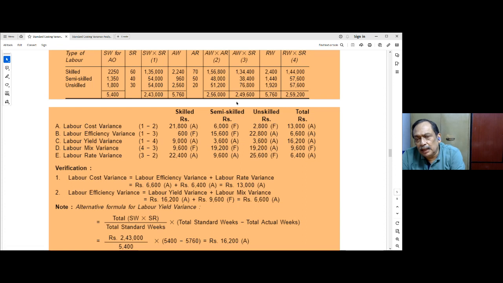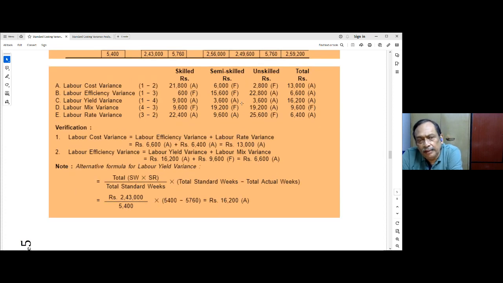Semi-skilled, 9,600 adverse. Unskilled, 25,600 favorable. So total comes to 6,400 adverse. So we have labor cost variance equal to labor efficiency variance plus labor rate variance. 6,600 adverse and again 6,400 adverse. Total comes to 13,000 adverse, which is the labor cost variance.